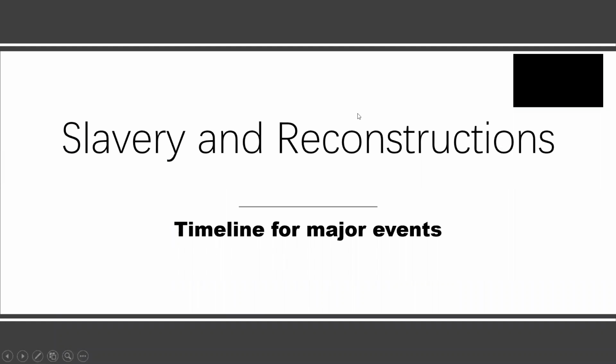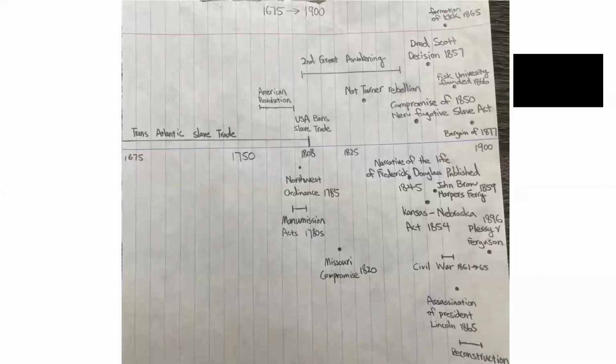Hello, everybody. Today I'll be going over slavery and Reconstruction, basically the major events related to these two topics. And here's a quick look at the timeline that I made. Basically, all the major events are concentrated in before and after the Reconstruction era.